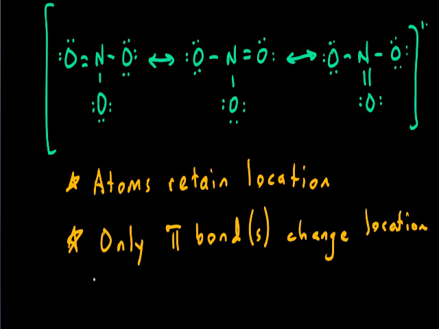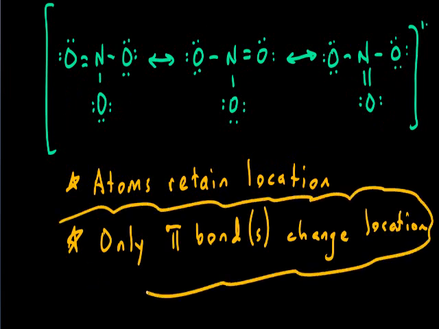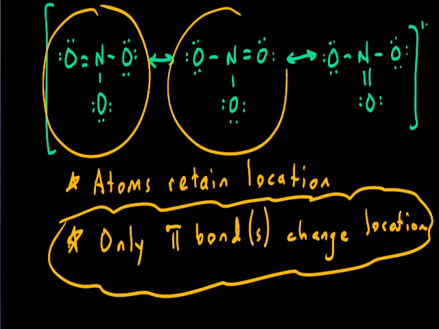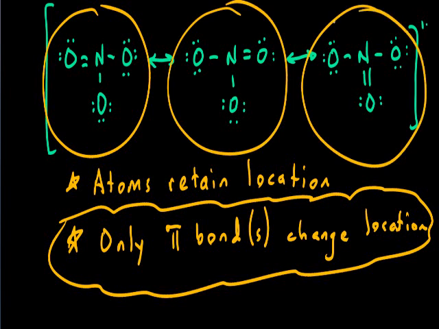A second guideline is that it's only the pi bond or bonds that change location in drawing one resonance structure compared to another resonance structure, to represent what's taking place in the structure of this particular molecule or ion.